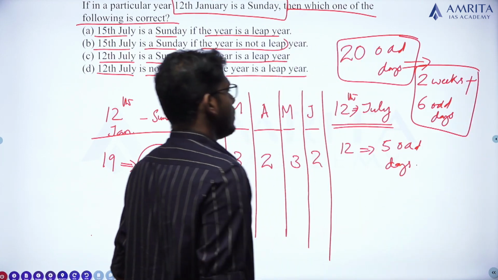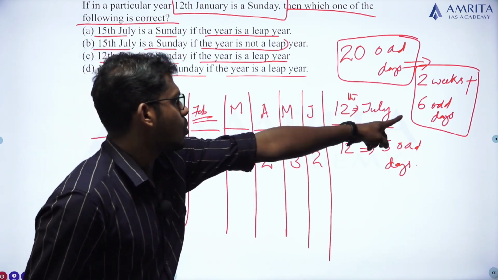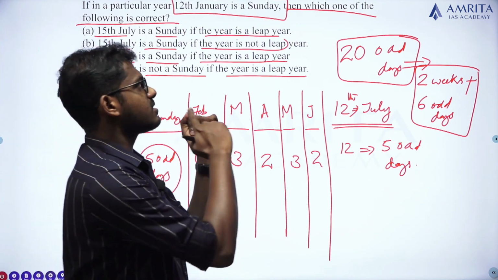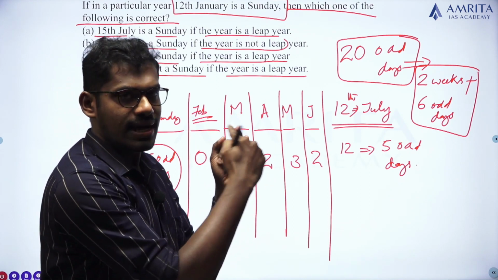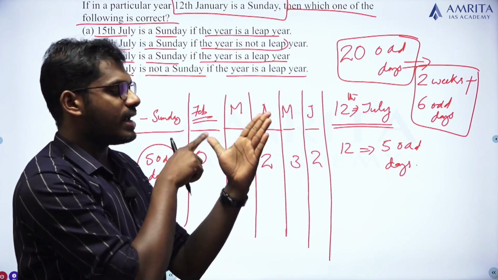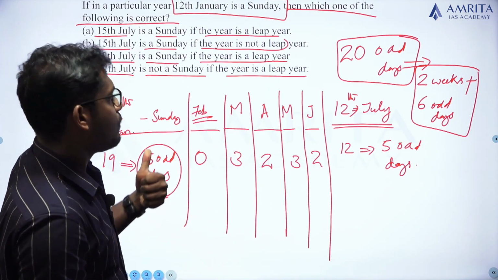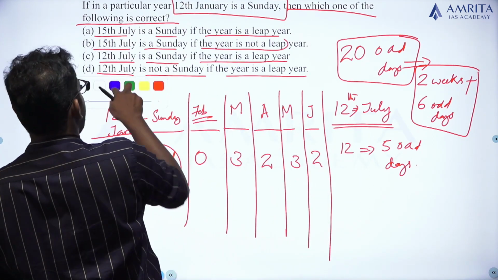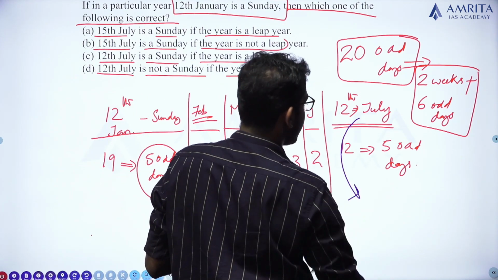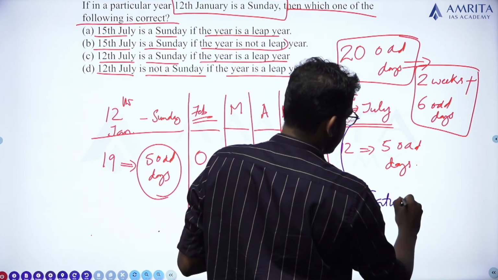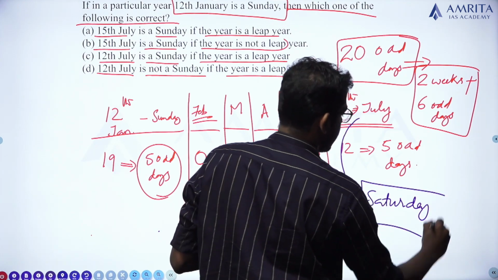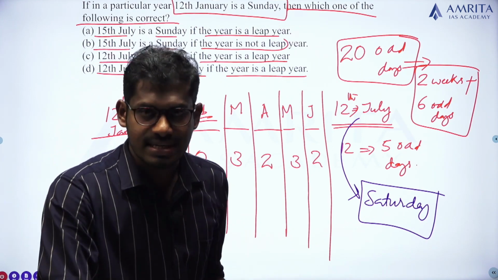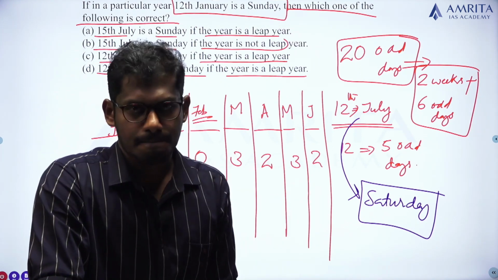6 odd days. So we have to add 6 odd days to Sunday. 6 odd days means Sunday plus 1: Monday, Tuesday, Wednesday, Thursday, Friday and Saturday. So if it is a non-leap year, then July 12th will fall on Saturday. Clear? The 6 odd days. Clear?